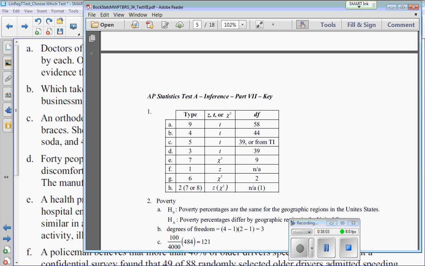Health professionals selected random samples from 4 major hospitals to see whether they are homogeneous. So the 4 different hospitals, are they the same? So that is a chi-squared test for homogeneity, which was what? Is that 7? Yes, okay, good.